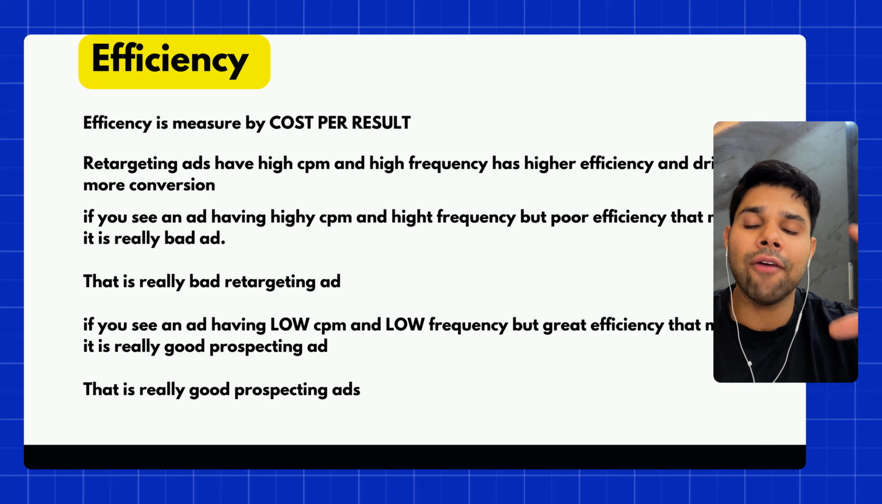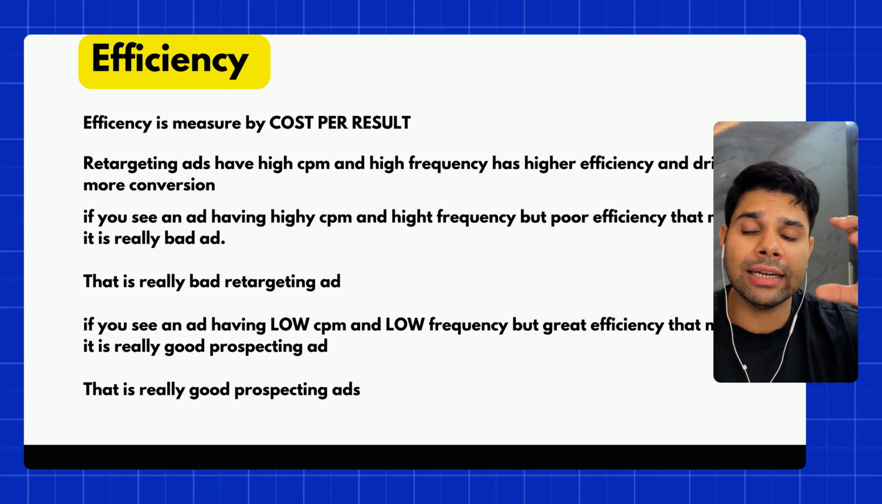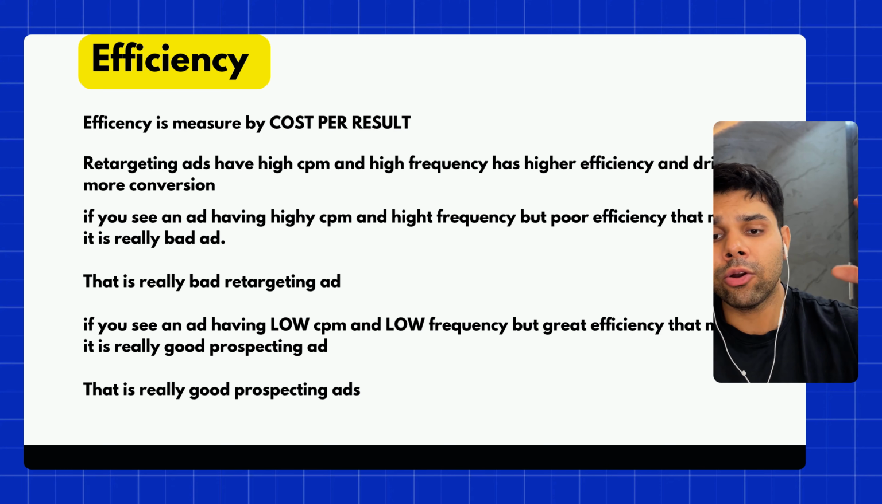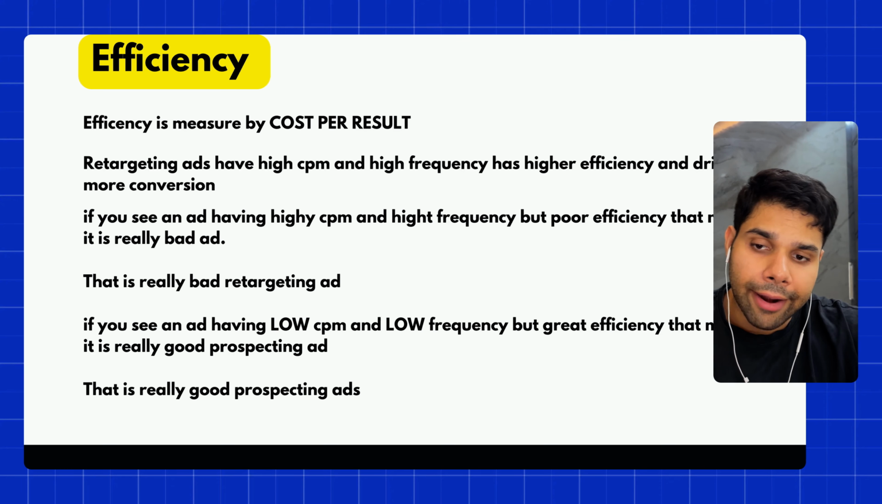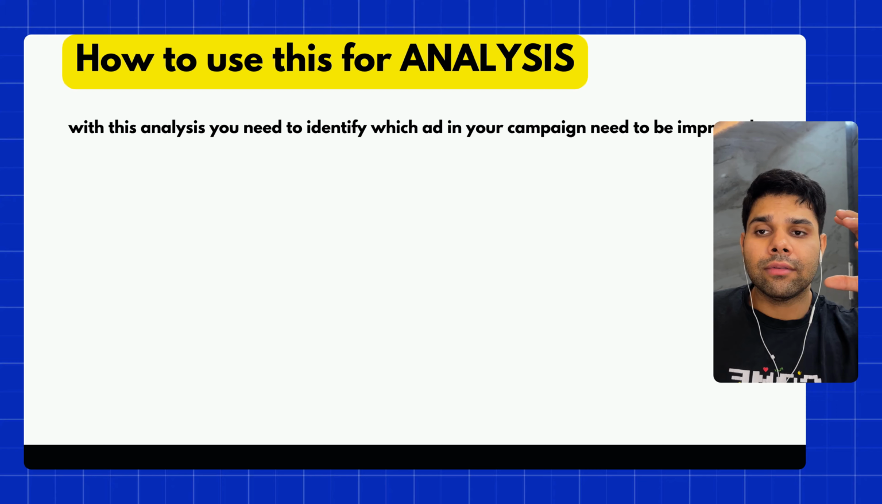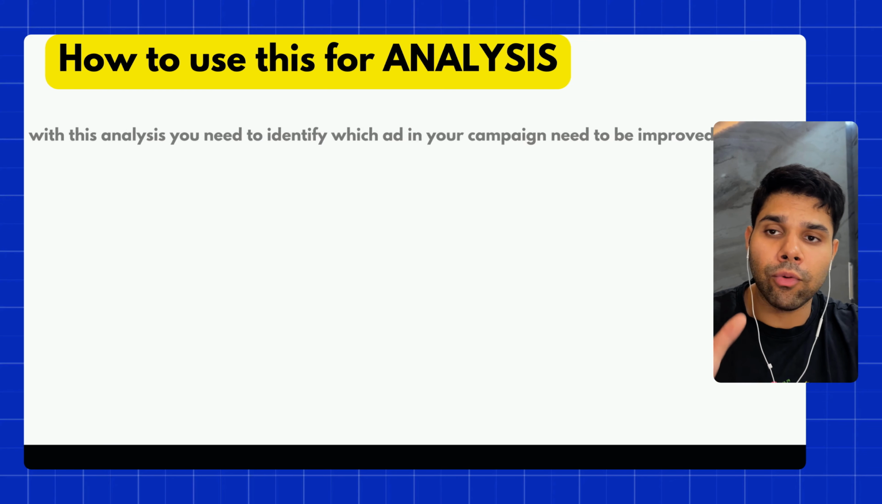If you see an ad having low CPM, low frequency but great efficiency, that means it's a really good prospecting ad. You are reaching out to newer people and you are able to convert them with that ad. How to use this for analysis? With this analysis, you need to find which ad in your campaign needs to be improved.